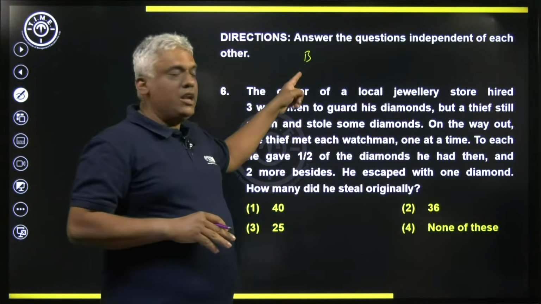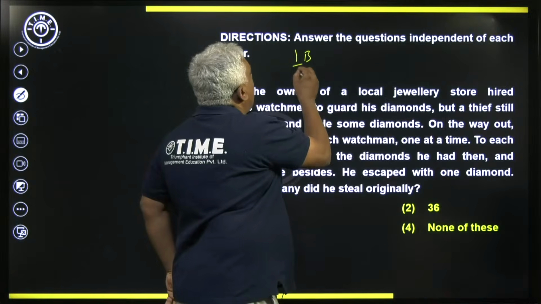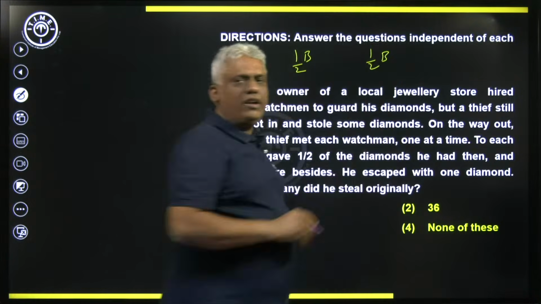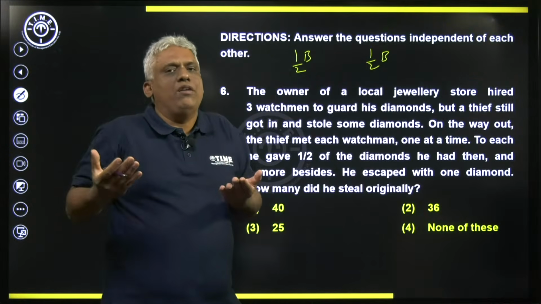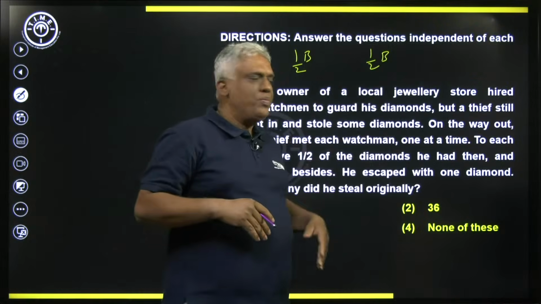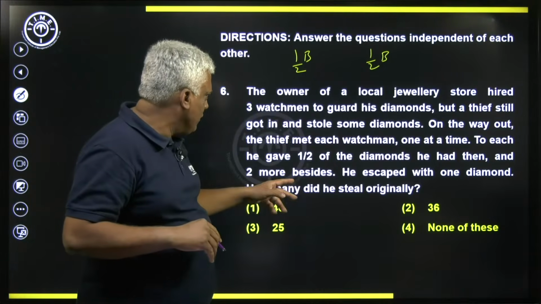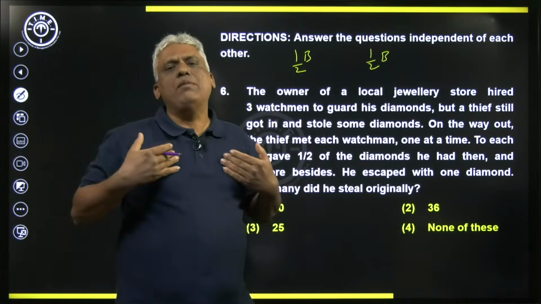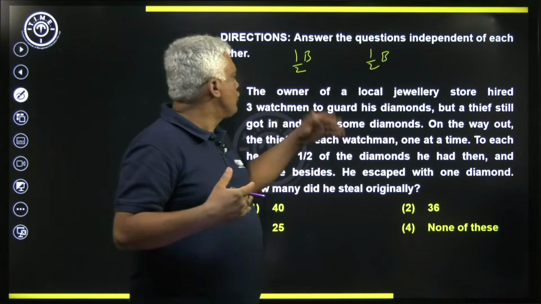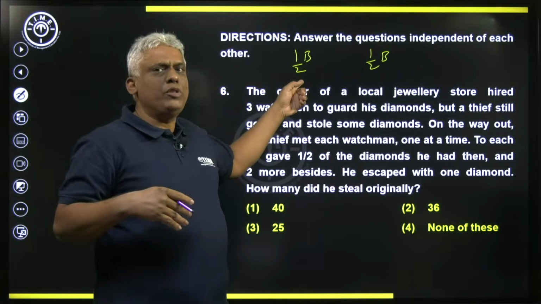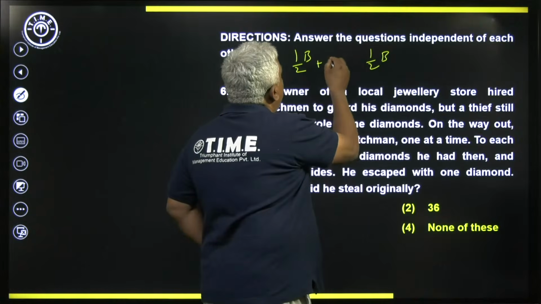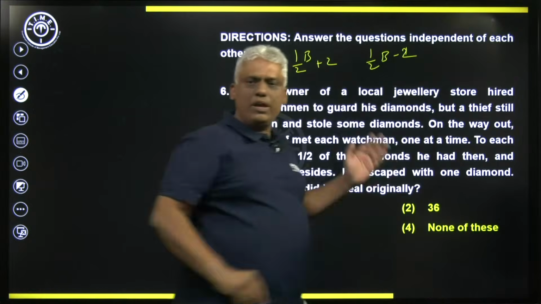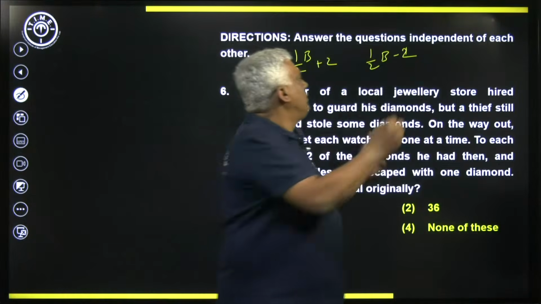If he gives half of the diamonds, he will be left with half of it, right? If you give half of what you have to someone, you'll be left with half. Now he's giving half plus 2 to each. So if I give half, I'll be left with half. If I give half plus 2, 2 extra, I'll be left with half minus 2, right? Half minus 2, so this is the leftover.